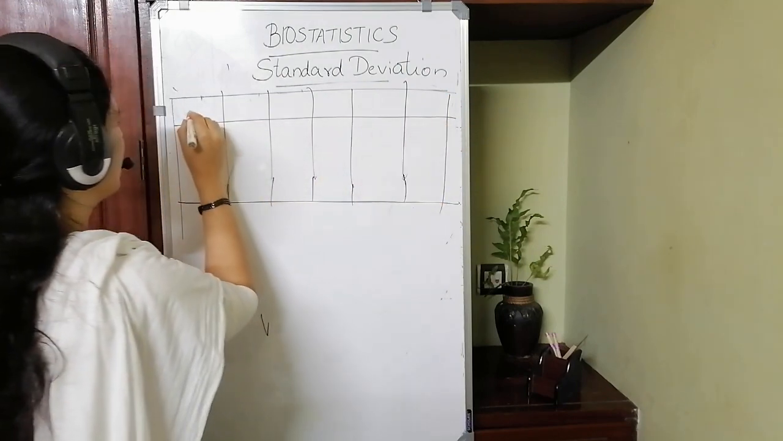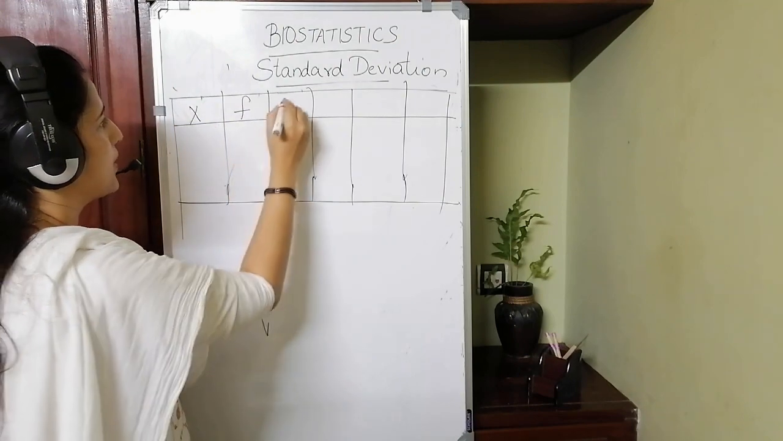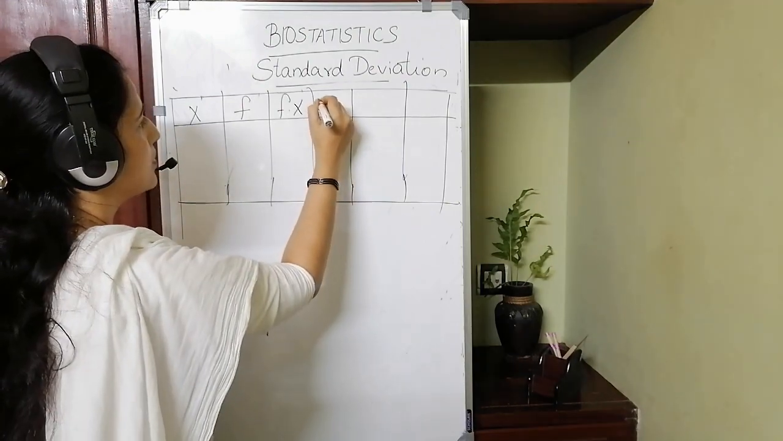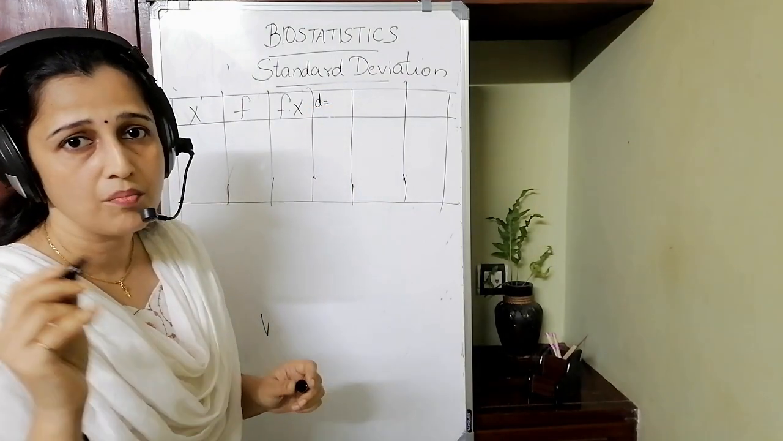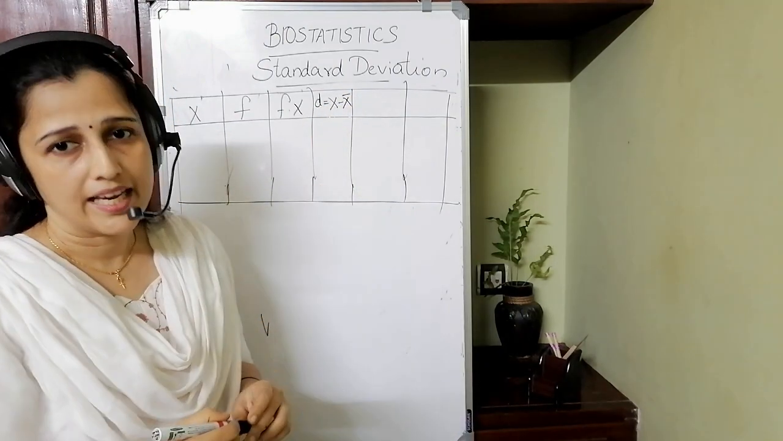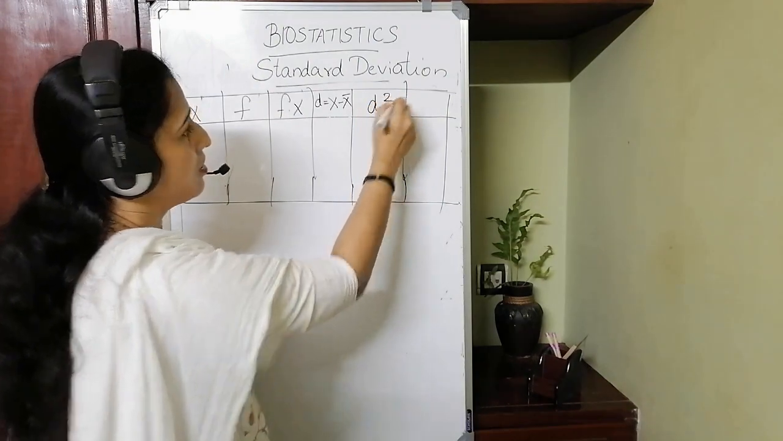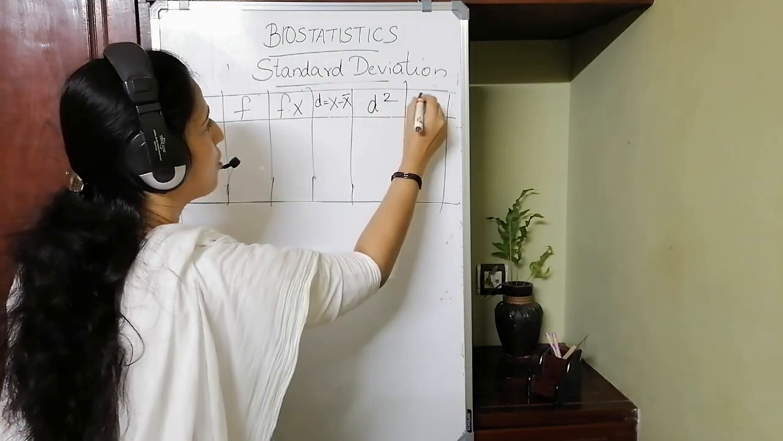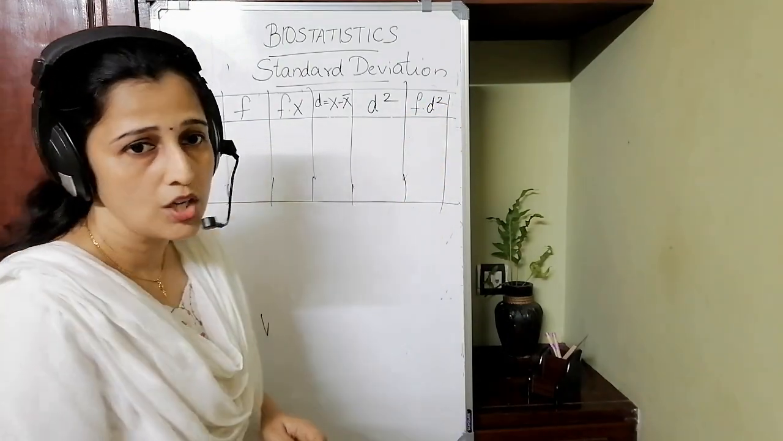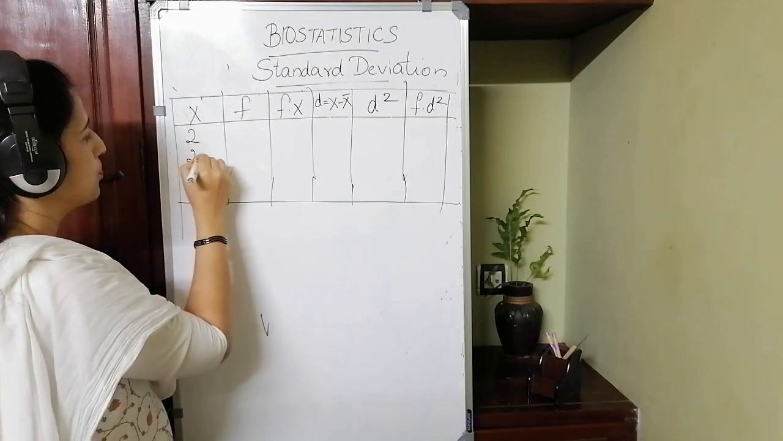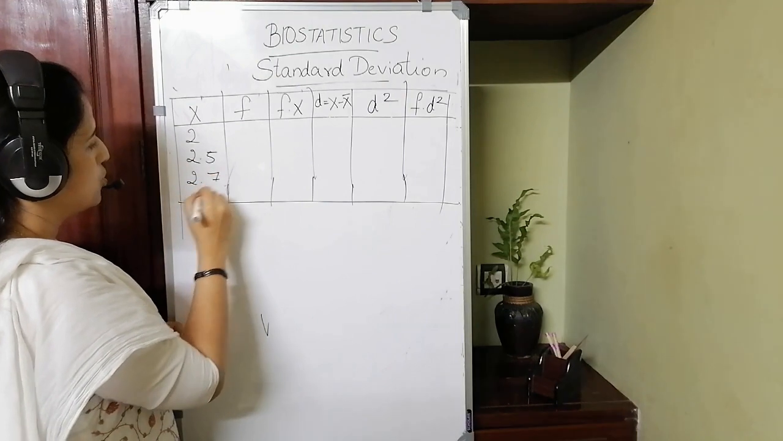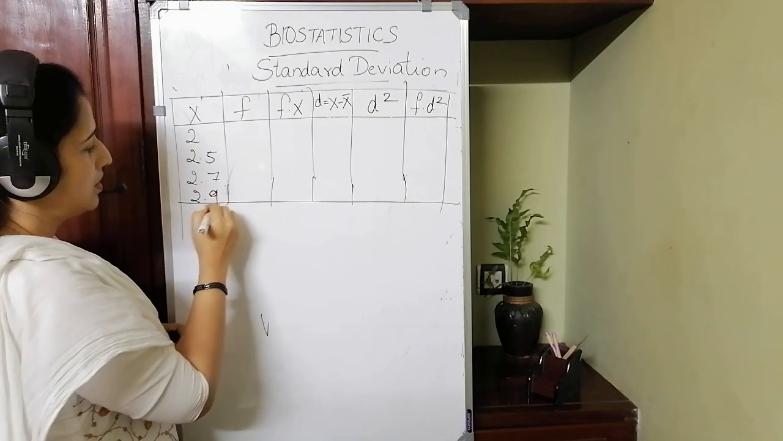First one is the variable, next is the frequency, third is frequency into variable, the fourth column is D, that is equal to the variable minus arithmetic mean, or x minus x bar, the next column is D square, and the last column is F into D square. In this question the variables are 2, 2.5, then 2.7, 2.9, and it goes on.